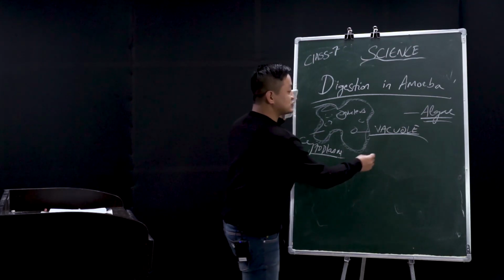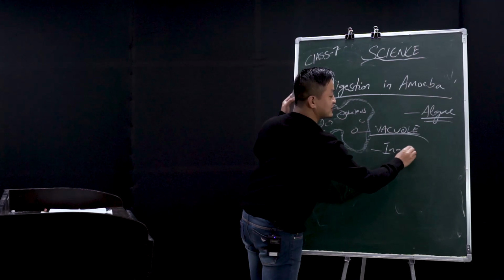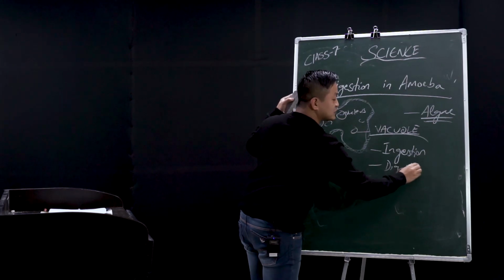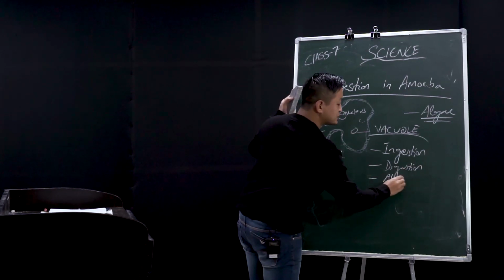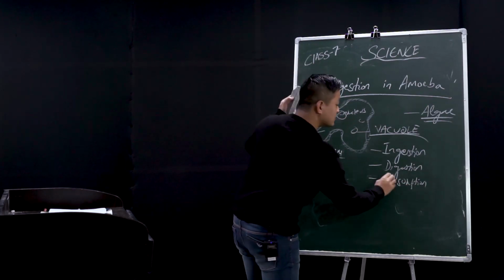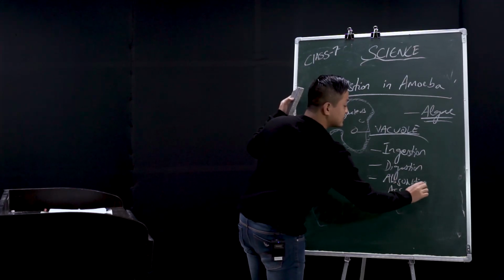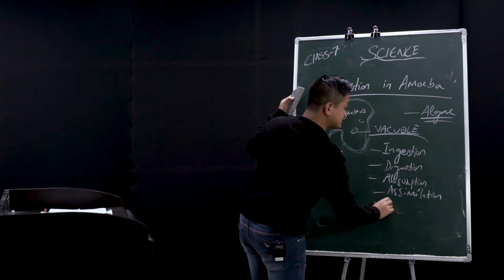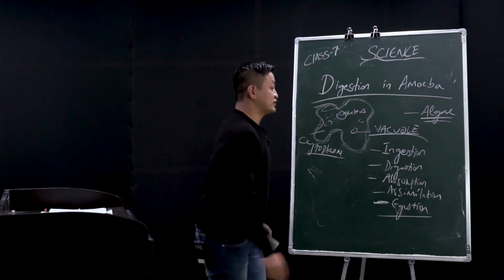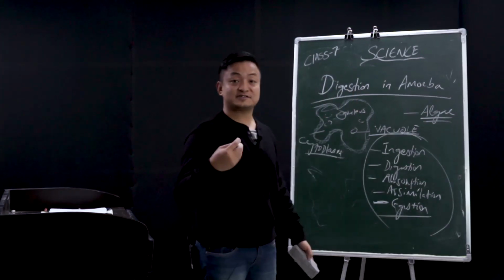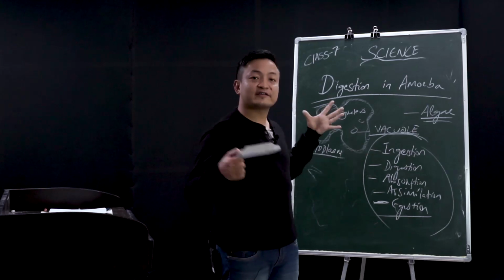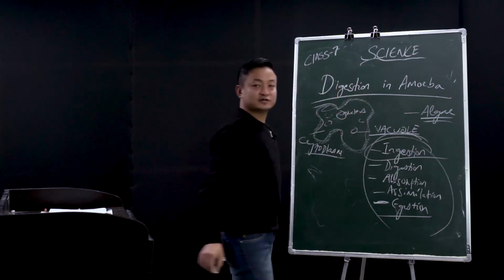So they also have to go through ingestion, digestion, absorption, assimilation, and lastly egestion. Clear? So they also follow the same process like us. But how will this amoeba ingest the food?